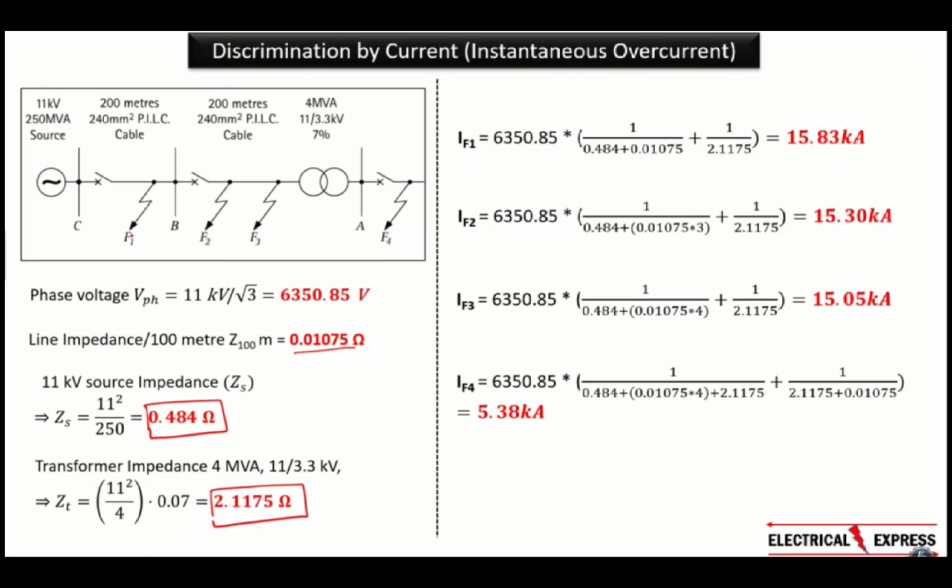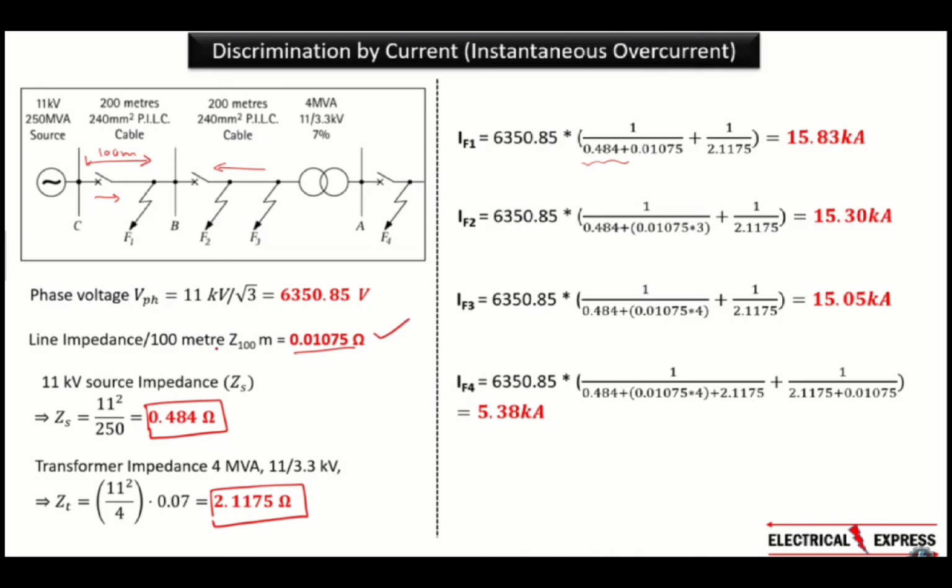So, suppose there's a fault in our IF1, F1, and the length of our cable is 100 meters. Now, if we calculate it in F1, first of all, our source voltage is 11 kilovolts, so our phase voltage is 6350.85. So, if there is a fault here, 2 currents will flow. One of our currents will flow from here as well. Another current can flow from our transformer as well. So, first of all, we are doing 1 by parallel. So 1 over 0.484, that is our source impedance, now plus 0.01075, that is our cable impedance.